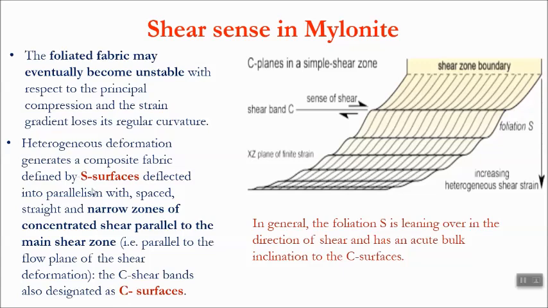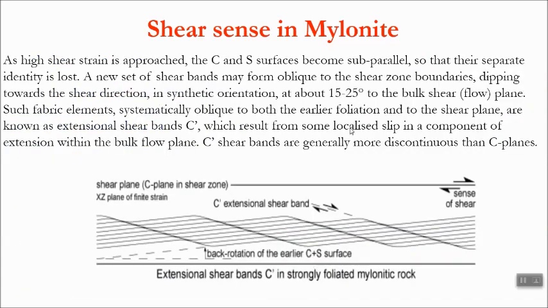Moreover, what we see here is that the S surfaces, like the previous foliations, are getting arranged in parallel zones. The bands which differentiate these S surfaces into different zones are called the shear bands. With increasing shear towards this side, the C bands are becoming closer. Likewise, suppose we have a set of deformations, or different sets of shearing, which have taken place on the rock.